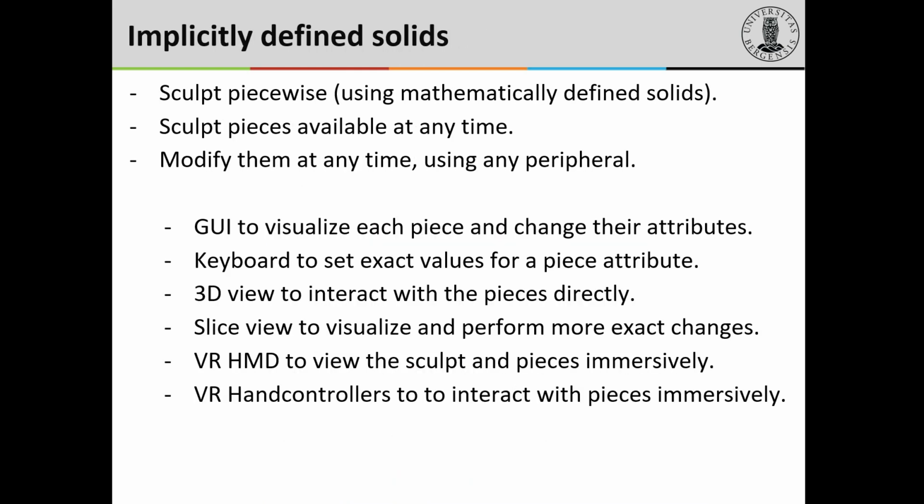So I'm using implicitly defined solids in my solution, which will allow you to sculpt piecewise using mathematically defined solids. So you have all your pieces available at any time, and you can modify them at any time using any peripheral. So for instance, you can use your GUI to visualize each piece and change attributes. You can use the keyboard to set exact values for a piece attribute.